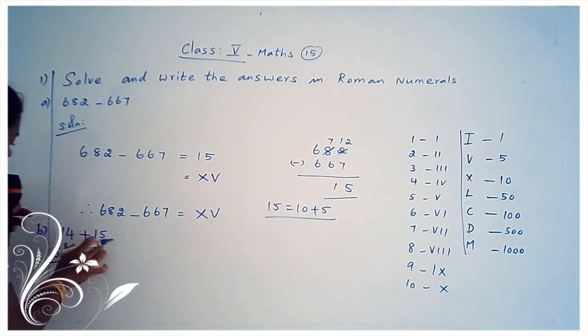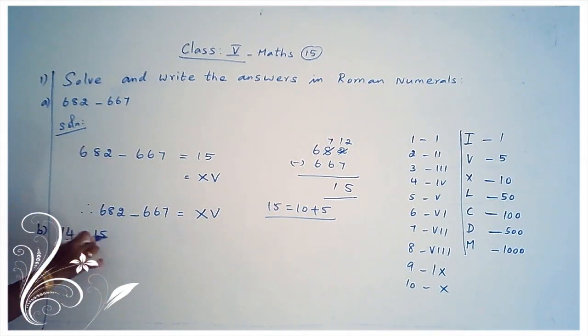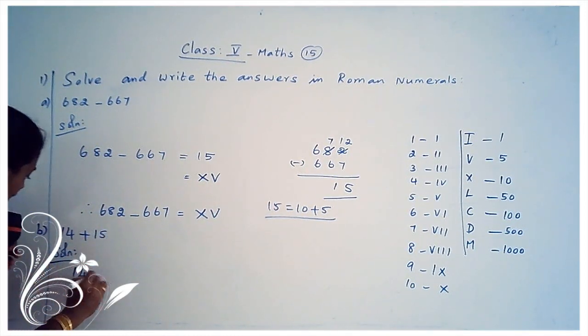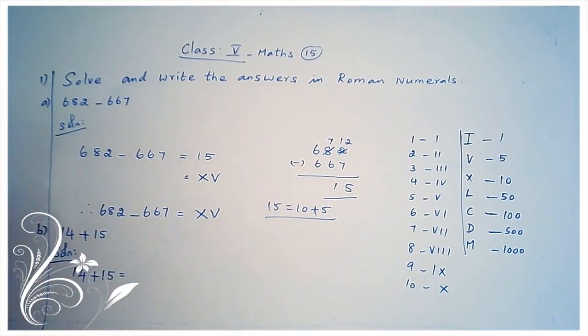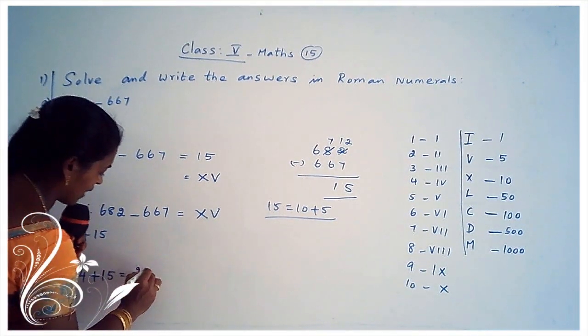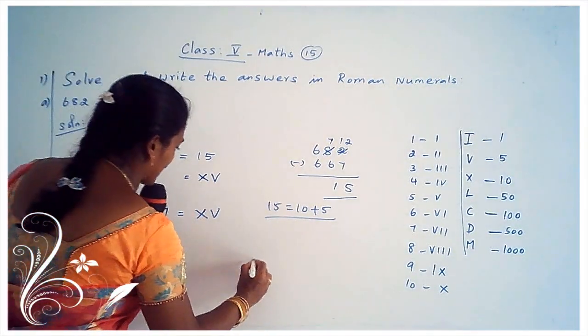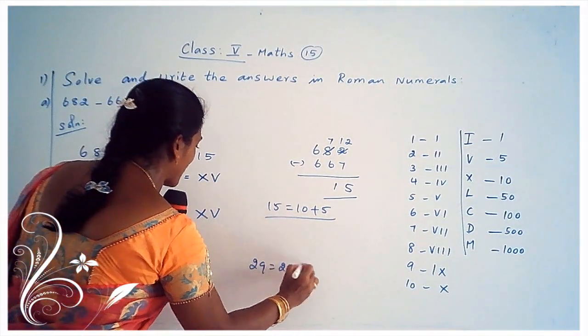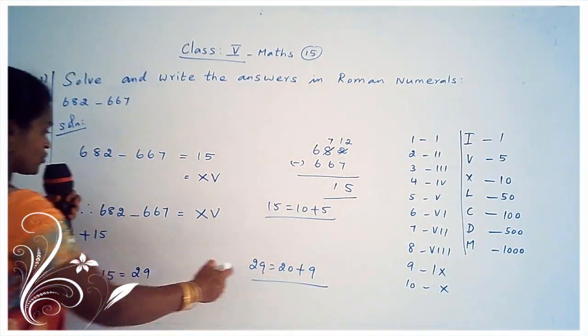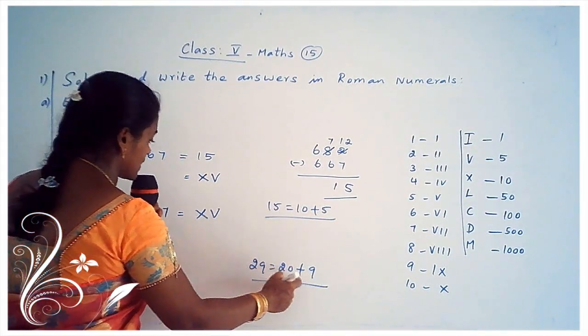So first of all, we find the value of 14 plus 15. 14 plus 15 is equal to 29. Now we convert into Roman numerals. So 29 can be written as 20 plus 9. Yes children, 29 can be written as 20 plus 9.